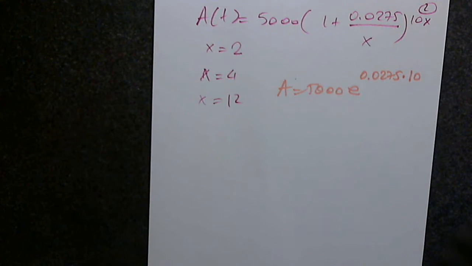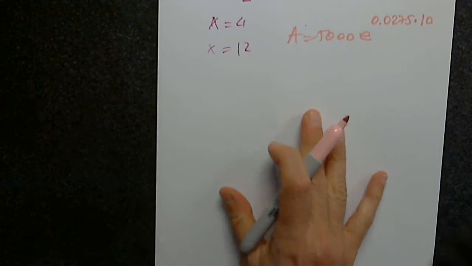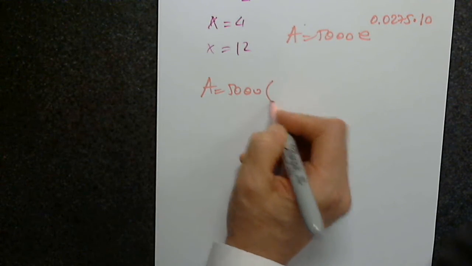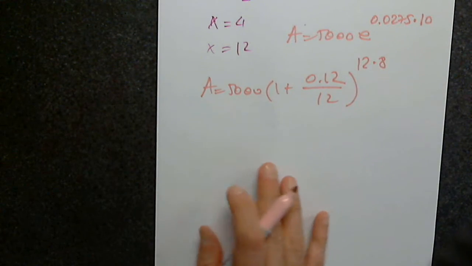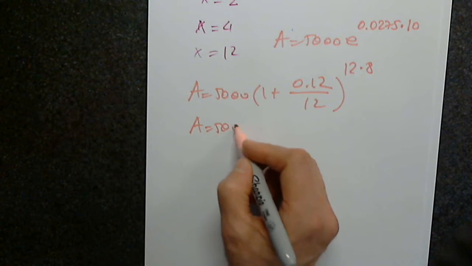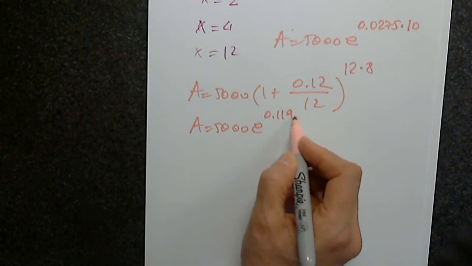Next question. I'm not asking you to do it, but I think I didn't put the decimal in the right spot. But for number 3, for 12% compounded monthly, how do you write that out in your calculator? I put 0.012. So we have A equals 5,000, 1 plus 0.12 divided by 12 raised to 12 times 8. And the other one is 5,000 e to 0.1191 times 8.